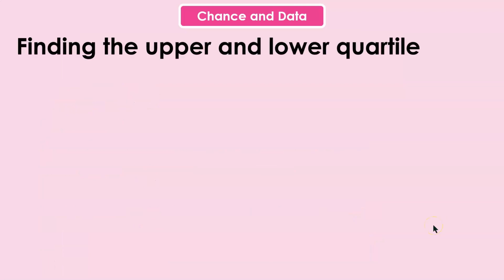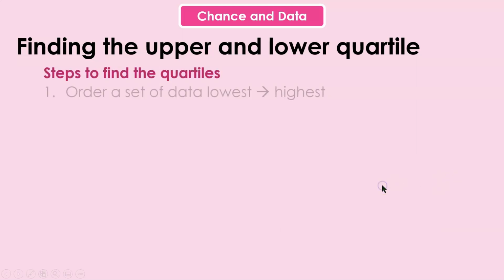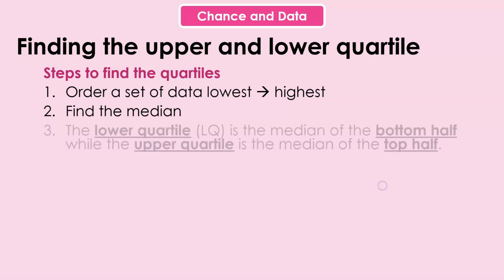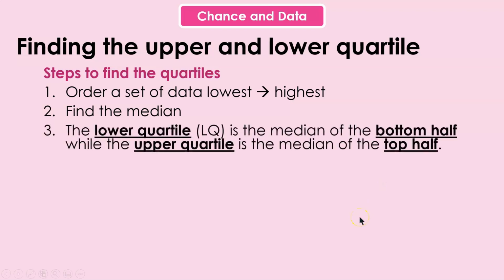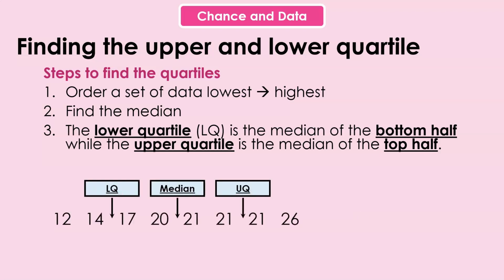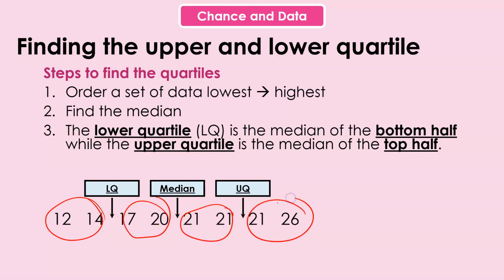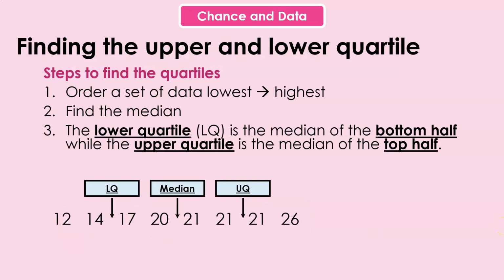So now to summarize, when finding the upper and the lower quartile, first thing we need to do is make sure it's ordered from lowest to highest. Second thing is find the median. The third thing is to find the lower quartile as the median of the bottom half, while the upper quartile is the median of the top half. And the easiest way to think about it is you should end up with 4 equal groups. Because they're quarters, they should all be the same size. So whenever you do it, you should end up with 4 equal groups. So there are 2 numbers between each of the statistics.